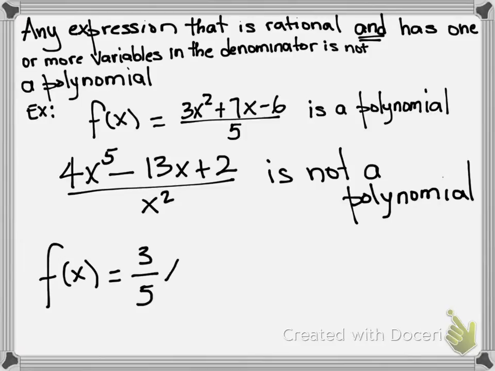Now, let's say this polynomial is equivalent to the first one that you see. The 3x squared plus 7x minus 6 can be rewritten such that 3/5 is the leading coefficient. The leading coefficient is the number in front of the variable with the highest exponent, plus 7 over 5x minus 6 over 5. This right here is equivalent to the first one. And that is why it is a polynomial. Look again, there is no variable in the denominators.